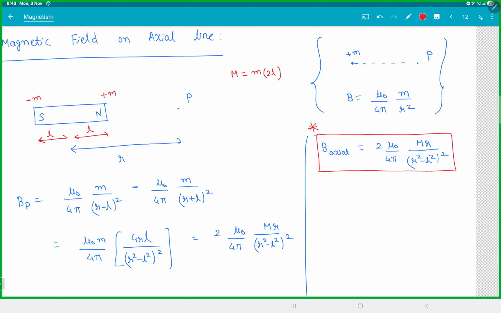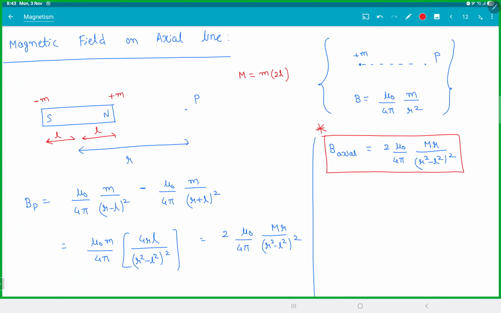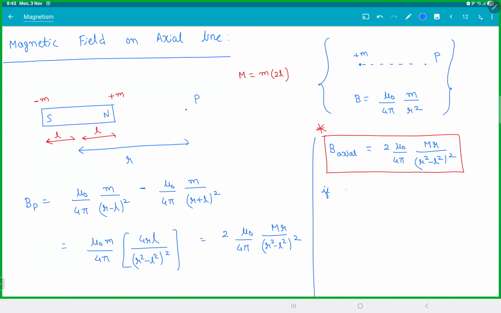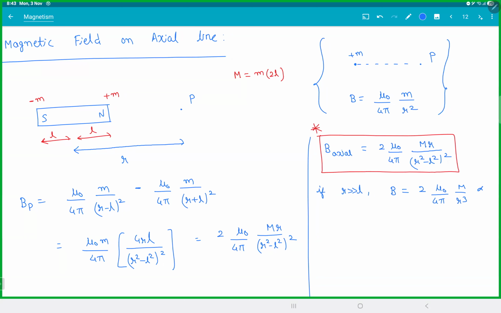Now it's difficult to remember this. At least I can't remember, so I derive this every time. But it is important because they can ask questions like this. Now, see, if R is much greater than L, then your B value becomes 2 mu naught by 4 pi M by R cube. Isn't this your regular formula? So this is proportional to 1 by R cube.